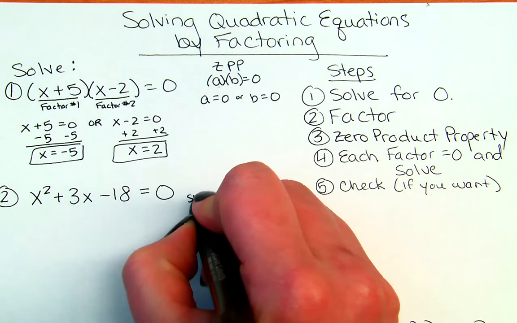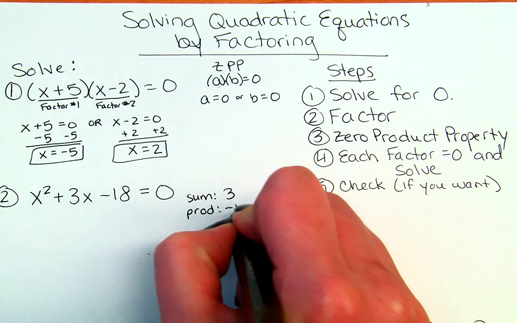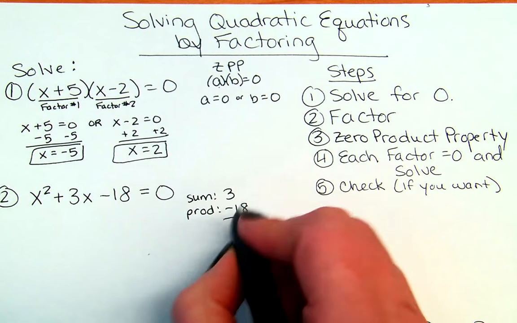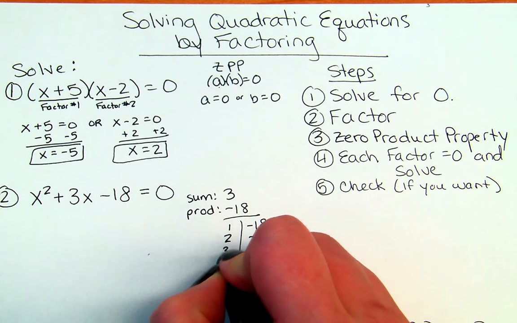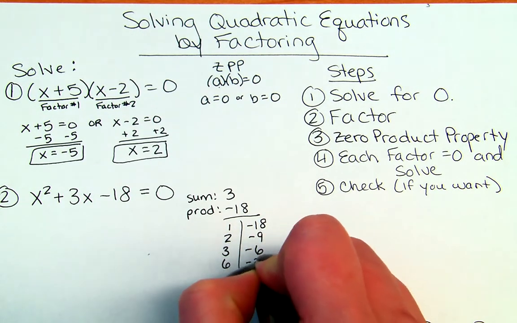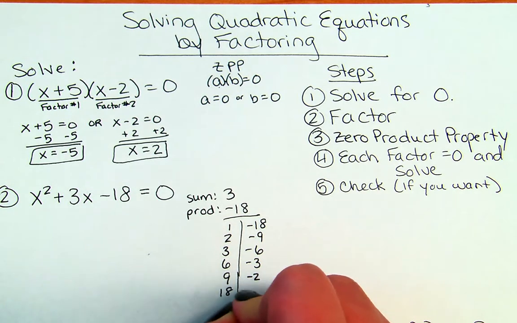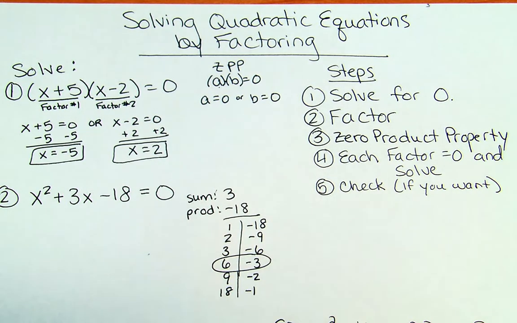So the first thing I'm going to do is identify the sum, which is a positive 3, the product that is negative 18. And you want to identify all of the numbers that multiply to negative 18. So that's 1 and negative 18, 2 and negative 9, 3 and negative 6, 6 and negative 3, 9 and negative 2, 18 and negative 1. So which two numbers help you make a positive 3? That's going to be 6 and negative 3.